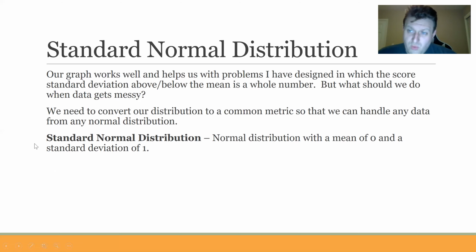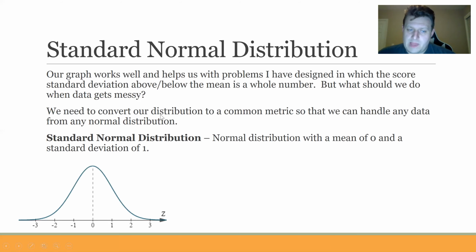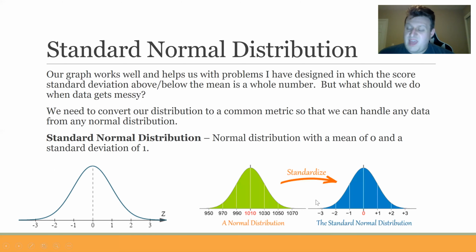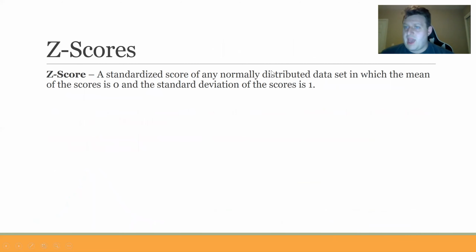To answer our problems, we're going to take whatever normal distribution we have and convert our data to the standard normal distribution. Then we're going to utilize a table based off of the standard normal distribution to help answer our problems. We will use a table to help answer questions about the standard normal distribution. But the first thing we need to do is convert our data to the standard normal distribution. How do we do this?